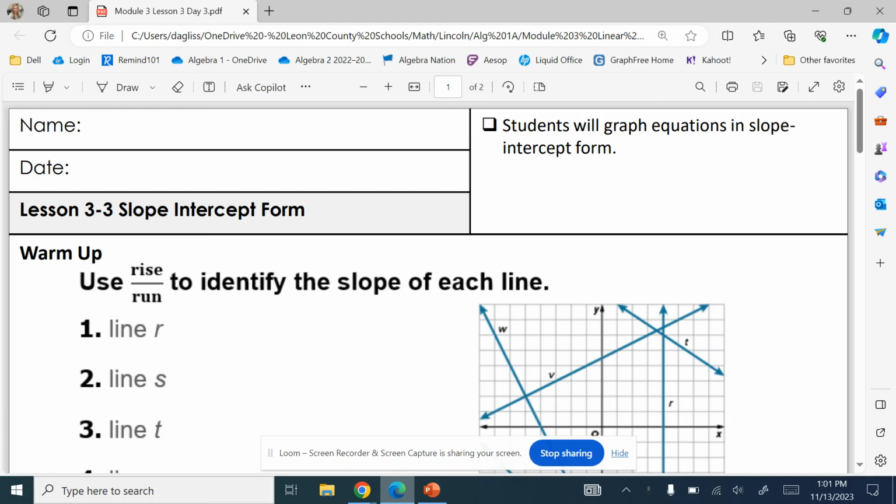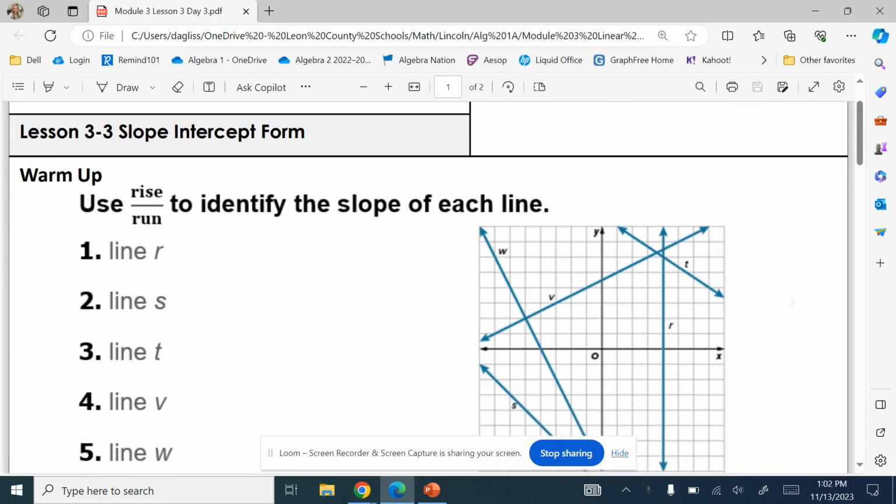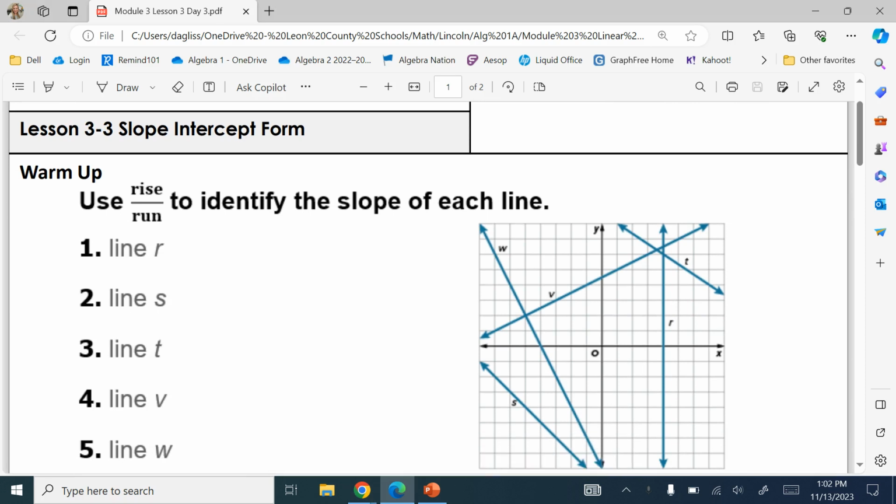All right, guys, we are going to do the last little notes for section 3, our slope intercept. So let's remember what we did. If you remember, slope on a graph is rise over run. So how did it move up or down? And then how did it move over?